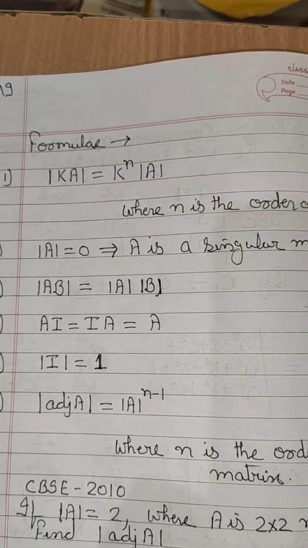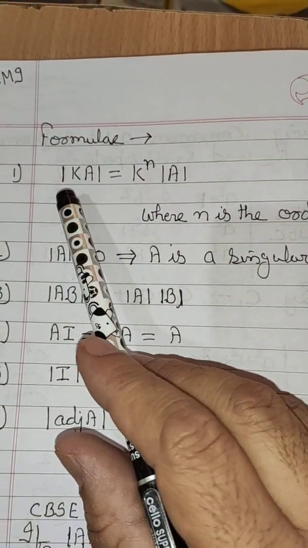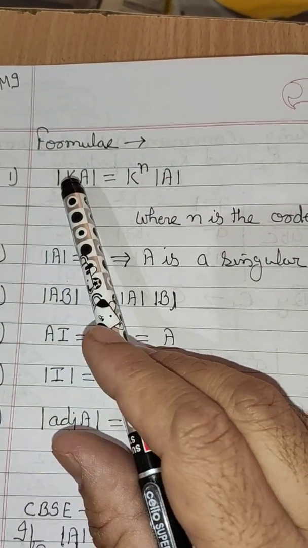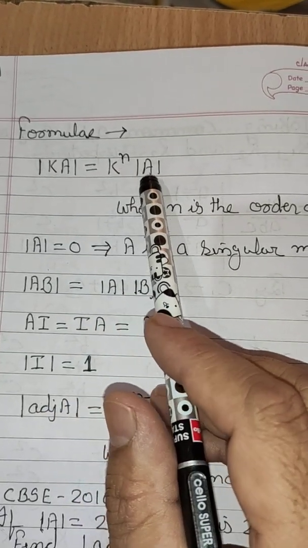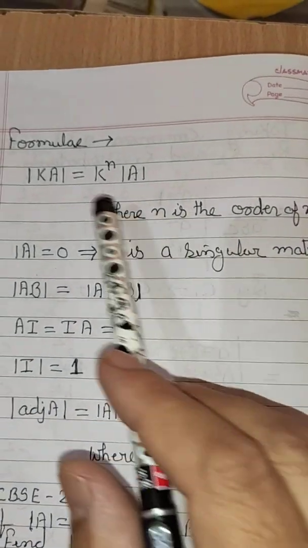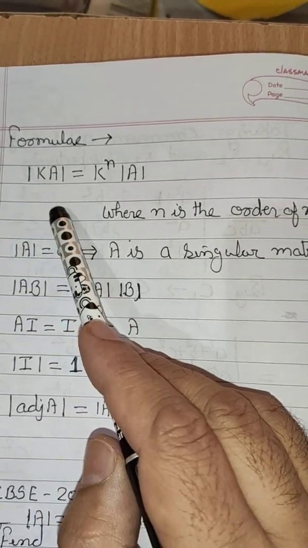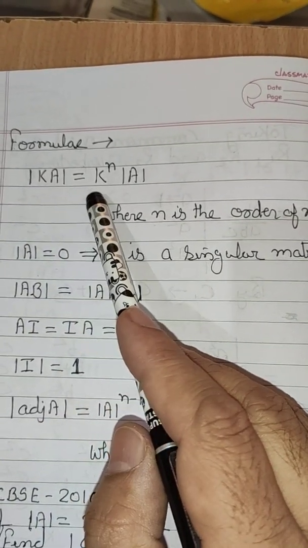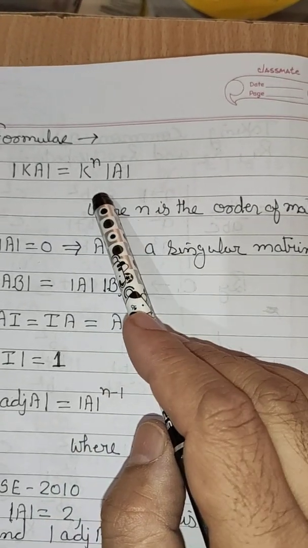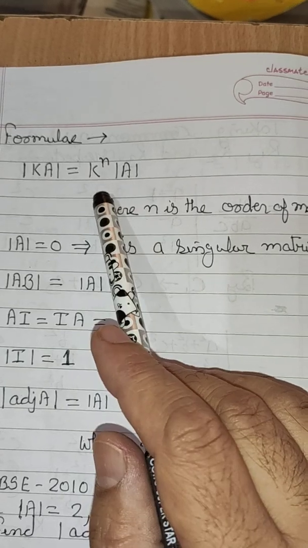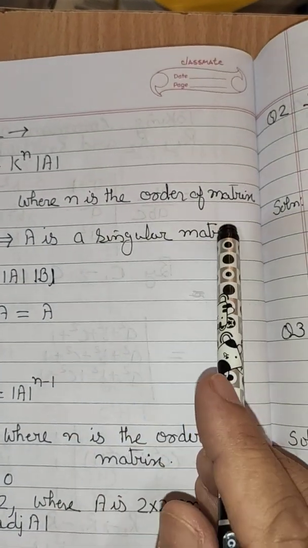Before solving questions, we have to learn some of the formulae. First formula: determinant value of k into matrix A is equal to k raised to the power n into determinant of A. What is A? A is any matrix in which we are multiplying a scalar and finding the value of the determinant. So if we keep a scalar outside and multiply, what is the relation? The relation is k raised to the power n into determinant A. What is n? Where n is the order of the matrix.